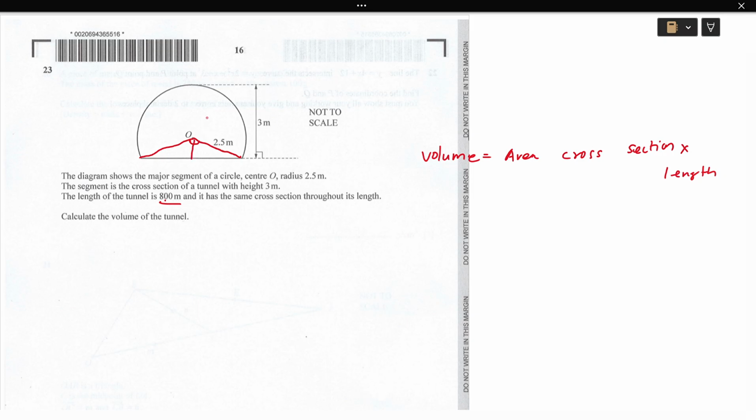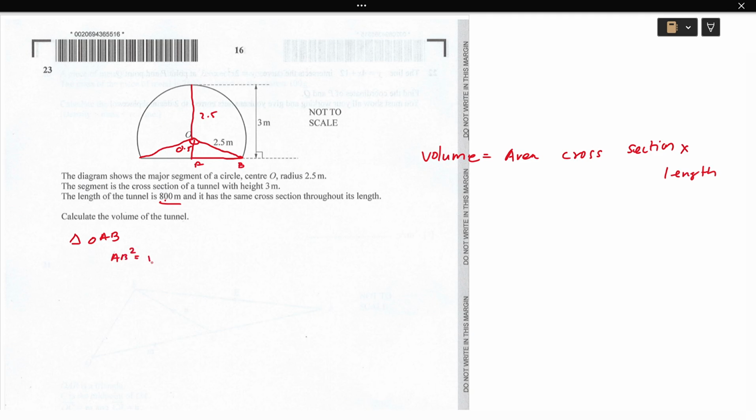So here I'll draw a line. As we know, when I draw a line here, 2.5 is the radius, so the total height is 3, so this is going to be 0.5. This is O, I'll take this as A and this as B. Now triangle OAB. I'll use Pythagoras to find AB.